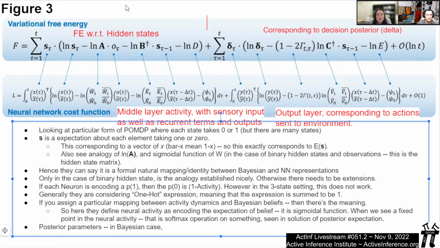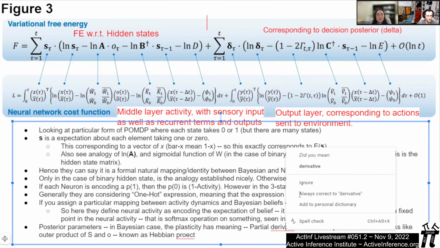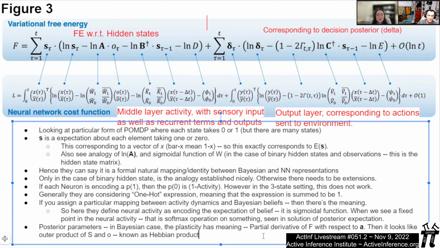variable. And its meaning is that, if we compute the partial derivative of f with respect to small a, then its fixed point solution looks like the outer product of S and O, which is also known as the Hebbian product, because it has analogy to an update rule depending on the pre-synaptic neuron activity and post-synaptic neuron activity. And according to this formal equivalence, we can see again such analogy in a formal sense.